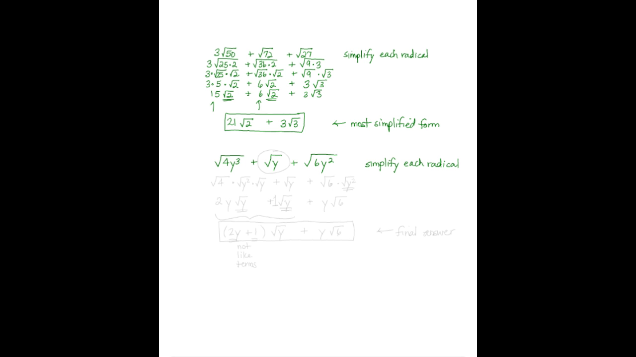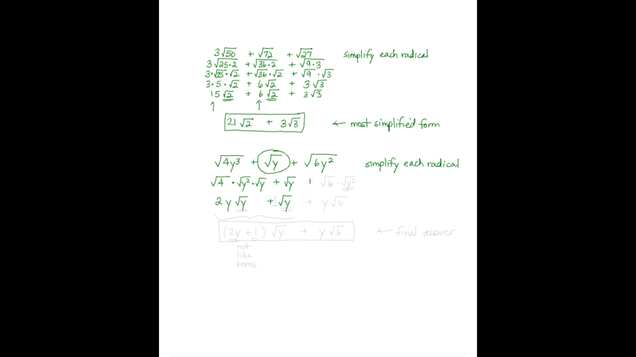The square root of 4y cubed can be written as the square root of 4 times the square root of y squared times the square root of y. The square root of 4 is 2. The square root of y squared is y. And then the square root of y we cannot simplify any further. The square root of y is already in its most simplified form. So the middle term is going to stay the same.